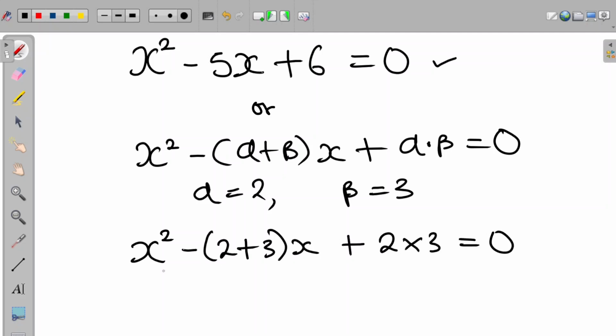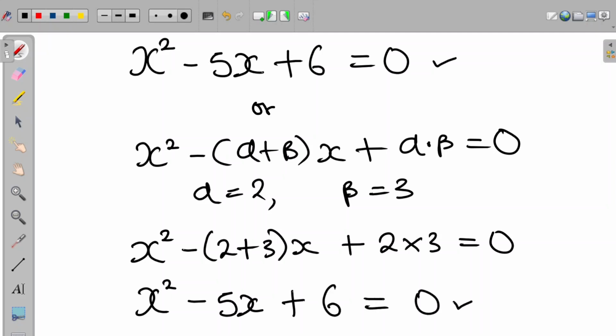to 0. So we have that x squared minus 2 plus 3 is 5 multiplied by x is 5x plus 2 times 3 is 6 equal to 0. So we have also been able to obtain our quadratic equation. Let's take on the next example.